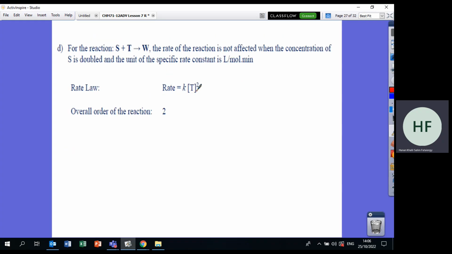Now here the rate is equal to K times T squared. So the overall order of the reaction is 2.